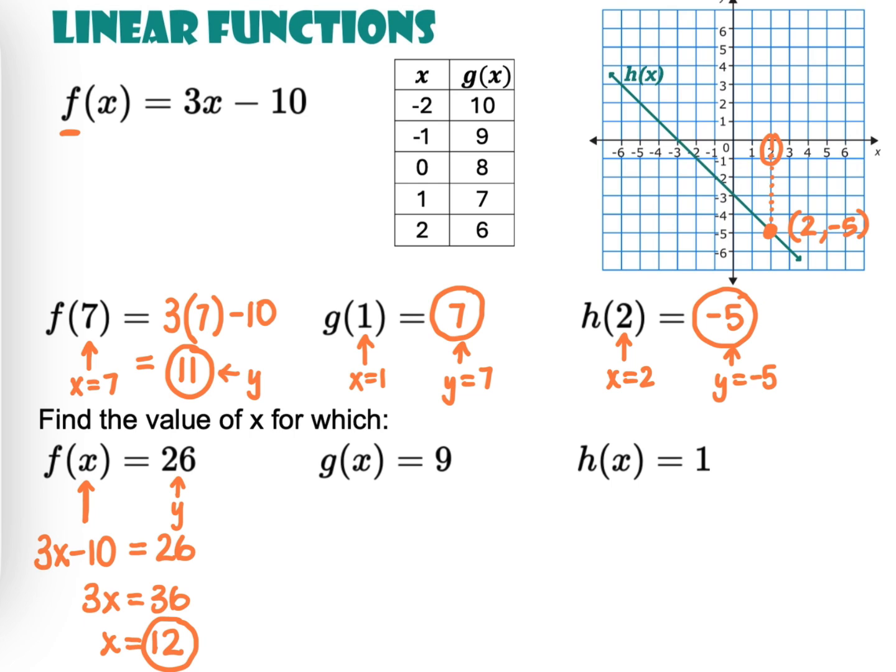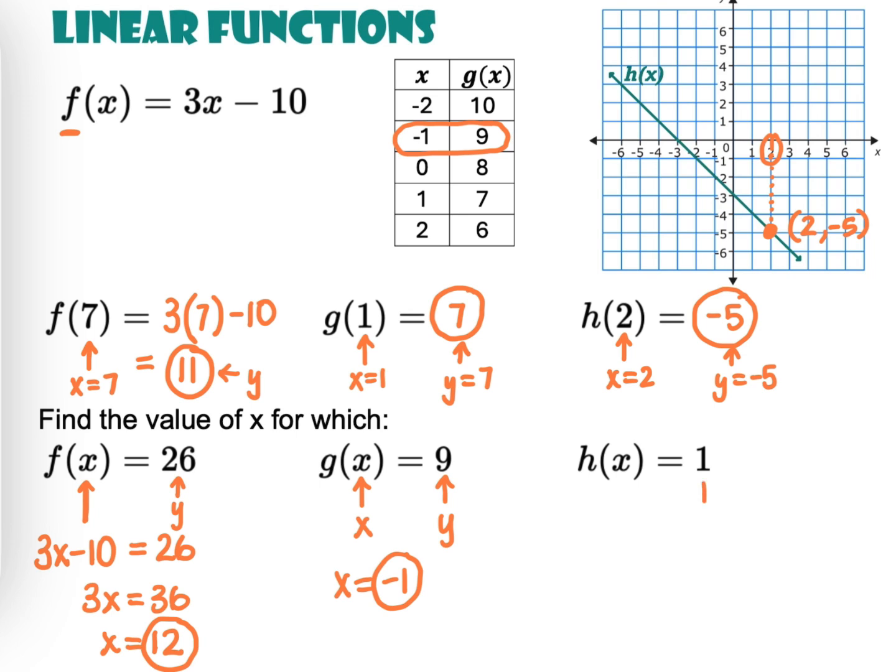For the next one, I don't have an equation, I just have that table. So I have to understand that it's asking me for an input of x that would give me an output of 9. Here's where I'd be looking on that table. When x equals negative 1, g of x equals 9.